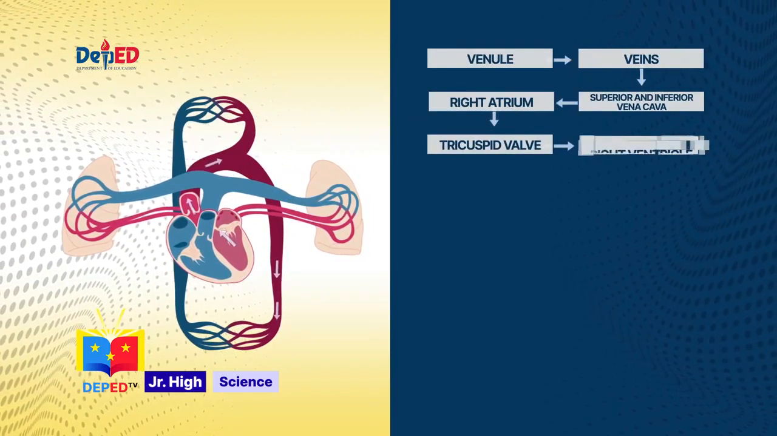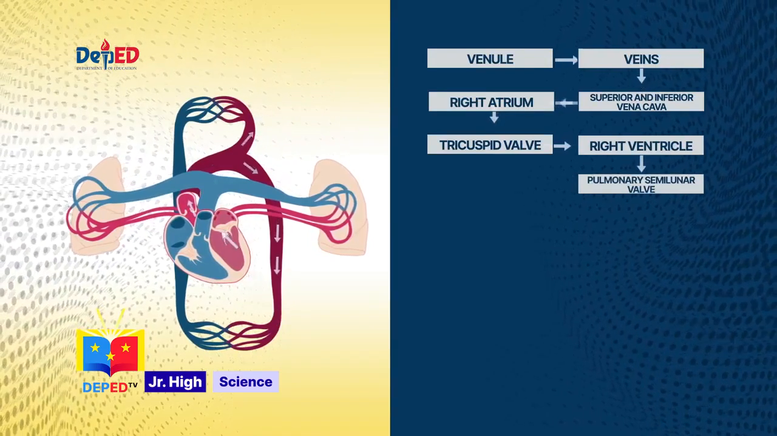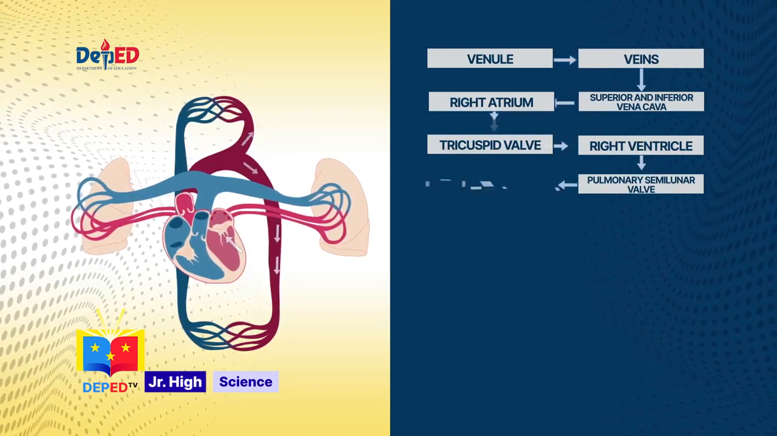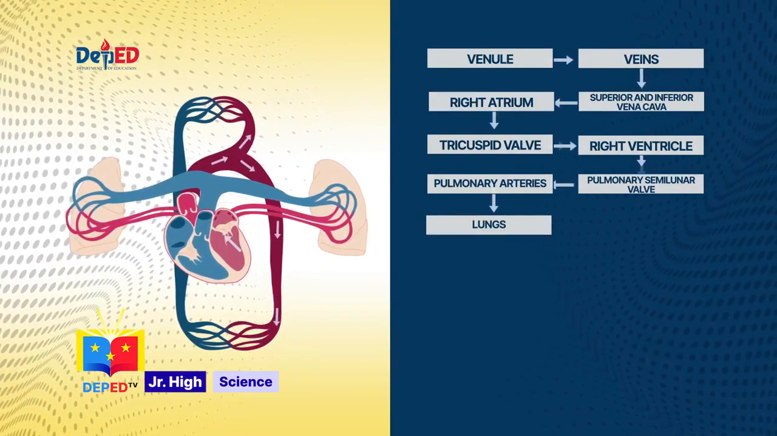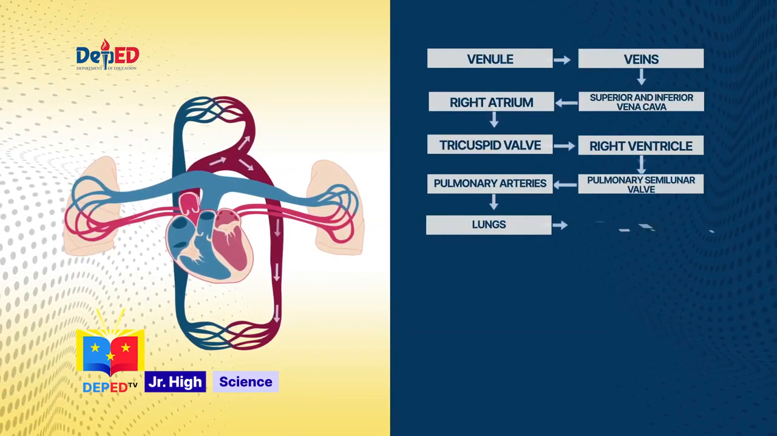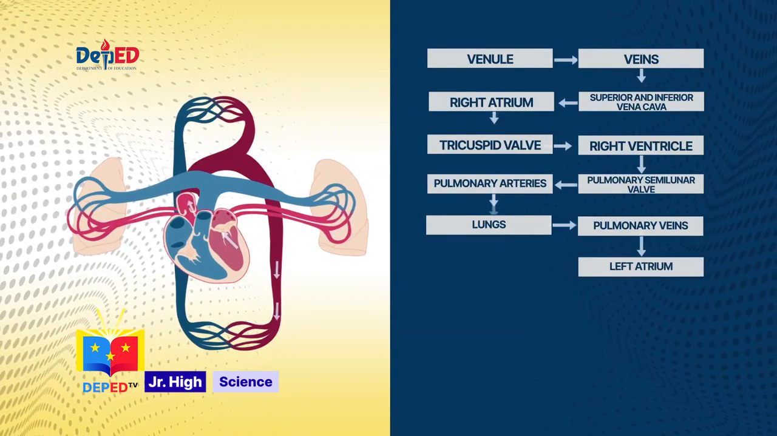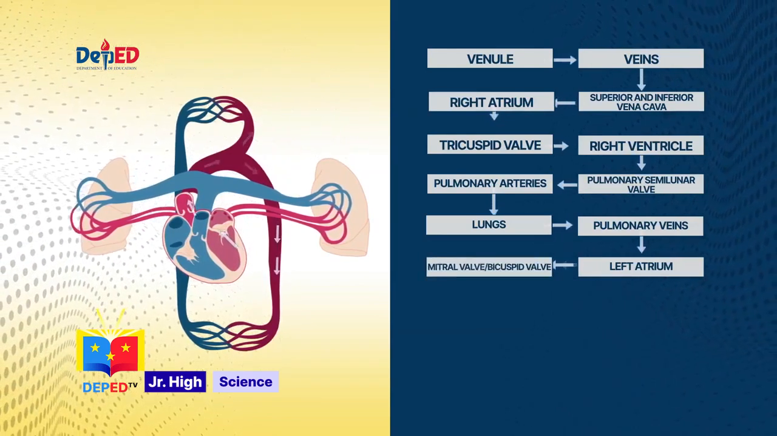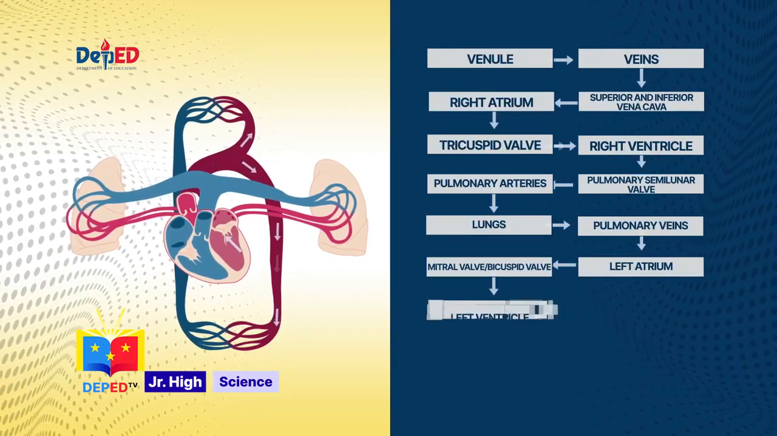ventricle. Then the deoxygenated blood will pass through the pulmonary semilunar valve, or sometimes called the pulmonic valve, going to the pulmonary arteries and enters the lungs for oxygenation. After that, the now oxygenated blood will pass into the pulmonary veins, going to the left atrium, after which passes to the mitral valve, or also known as the bicuspid valve, and now reaching the left ventricle.